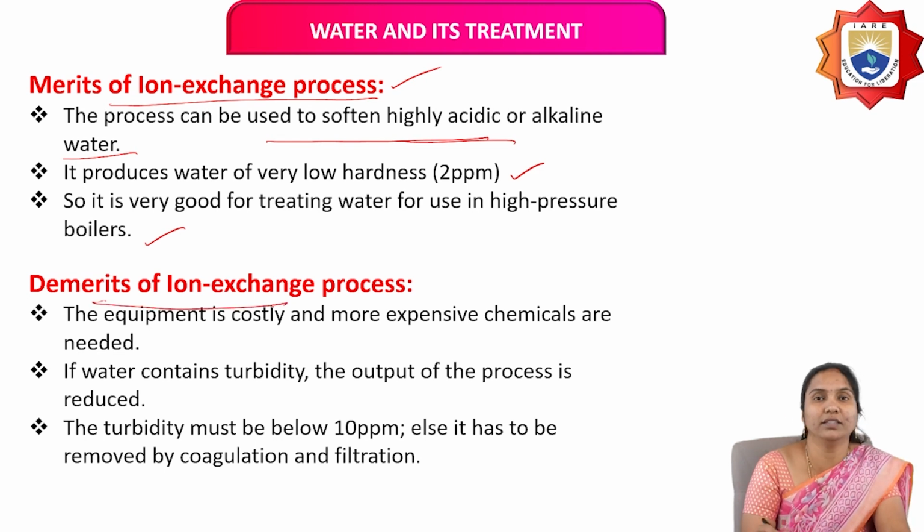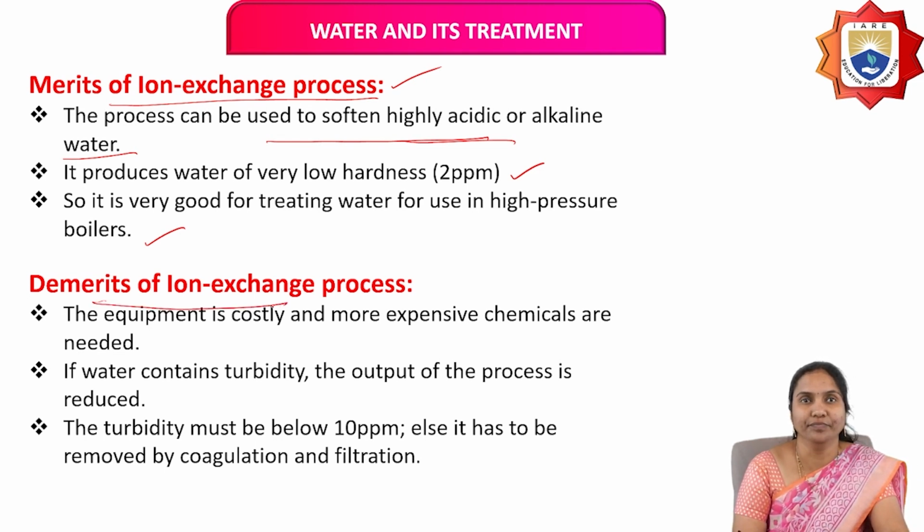Next, what are the demerits of the ion exchange method? This equipment is costly and expensive. Ion exchange resins, cation exchange resin and anion exchange resin, which are used for this process, are highly expensive. Chemicals are also needed or required for this process.